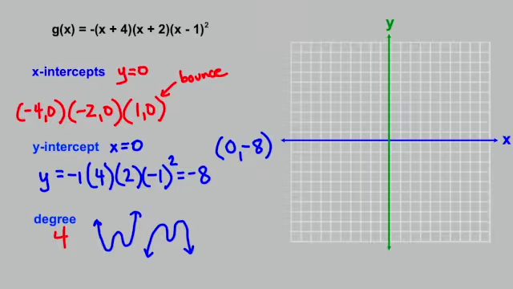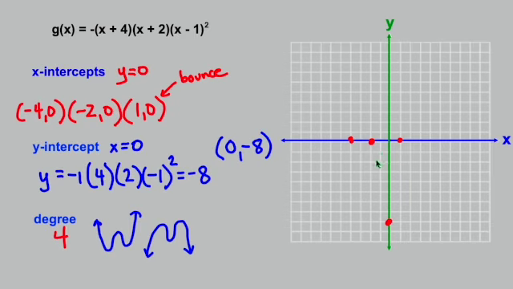Let's go ahead and actually plot all these points. I'm going to go x-intercepts first. So -4, 0 would be over here, -2, 0 here, 1, 0, where there's going to be a bounce, would be over there. Our y-intercept would be down here at 0, -8. So once again, we're going to have that bounce, and I know between these two x-intercepts, it's got to cross through that point.